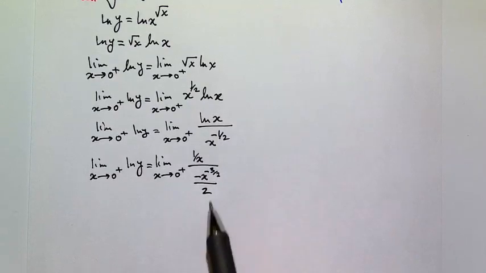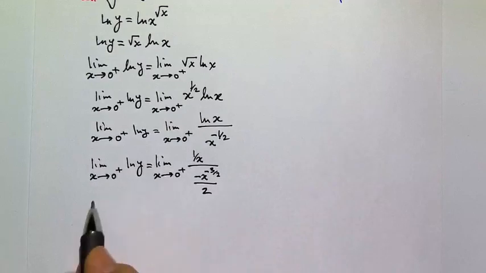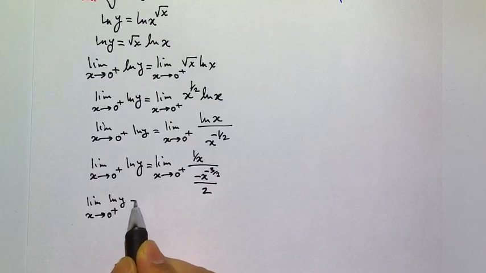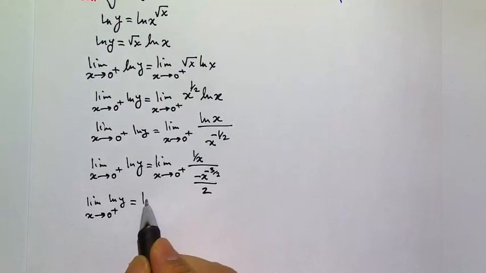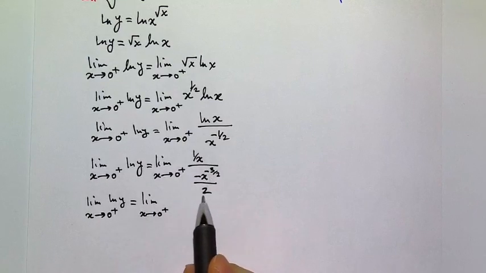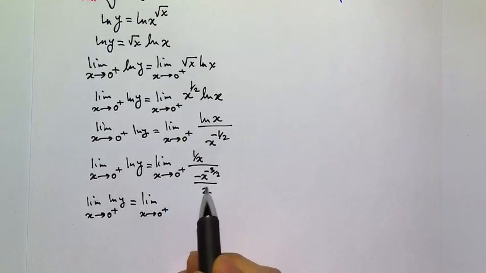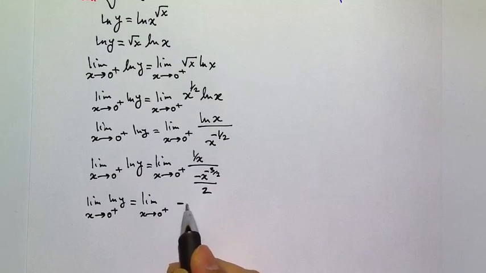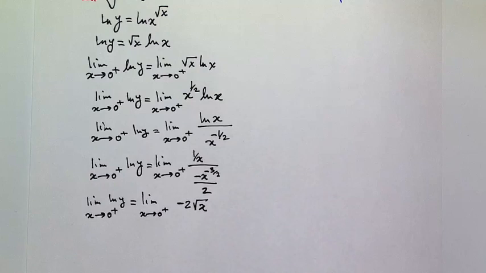Okay. So if we clean this up a little bit, what are we going to get? We're going to get the limit of natural log of y as x goes to 0 from the right side is equal to the limit of 2, and the x's will simplify. With this minus, we get minus 2 times square root of x. And if we apply the limit here, what are we going to get? We're going to get 0.